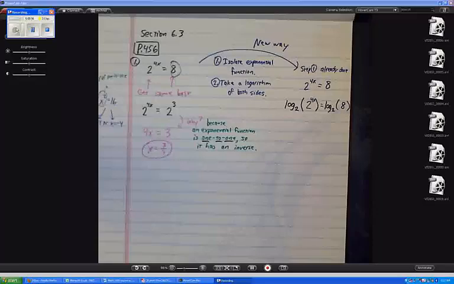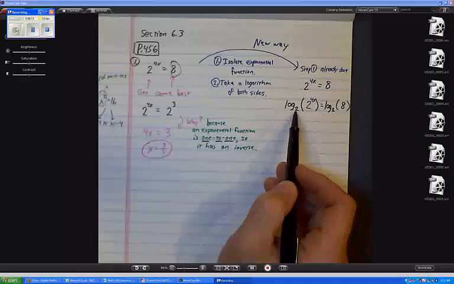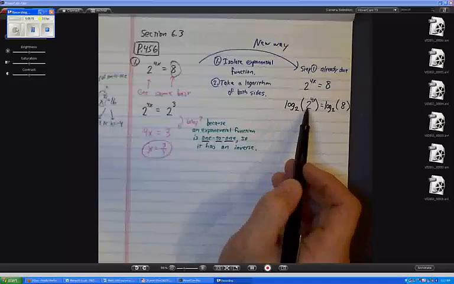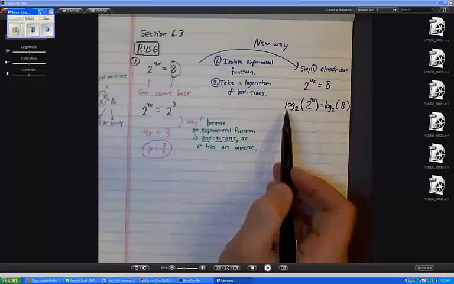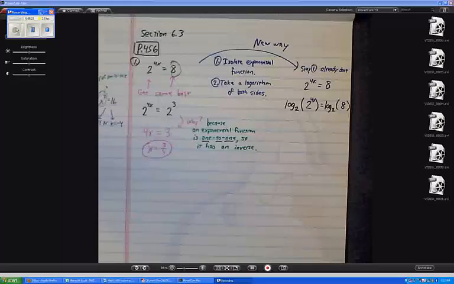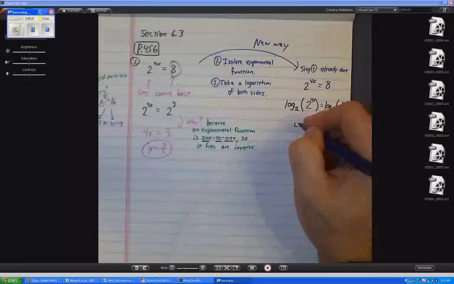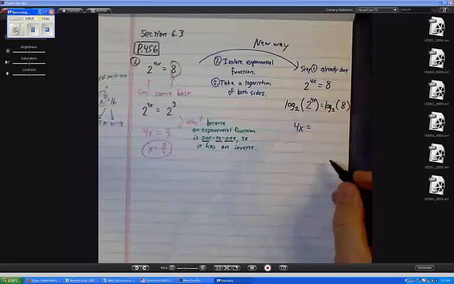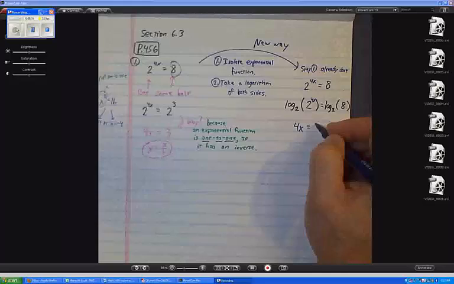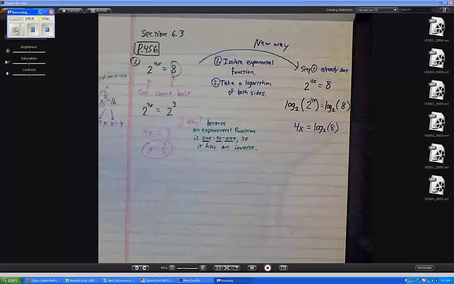Okay? And what I'm telling you guys is that if you pick the same base for the logarithm as you have for the exponential function, because they're inverse functions, they're going to undo each other. So you know what I'm going to be left with here on the left-hand side? Just 4x, which is what I want. And now I get the log base 2 of 8. I guess a problem is I'm not sure you guys know what this is.